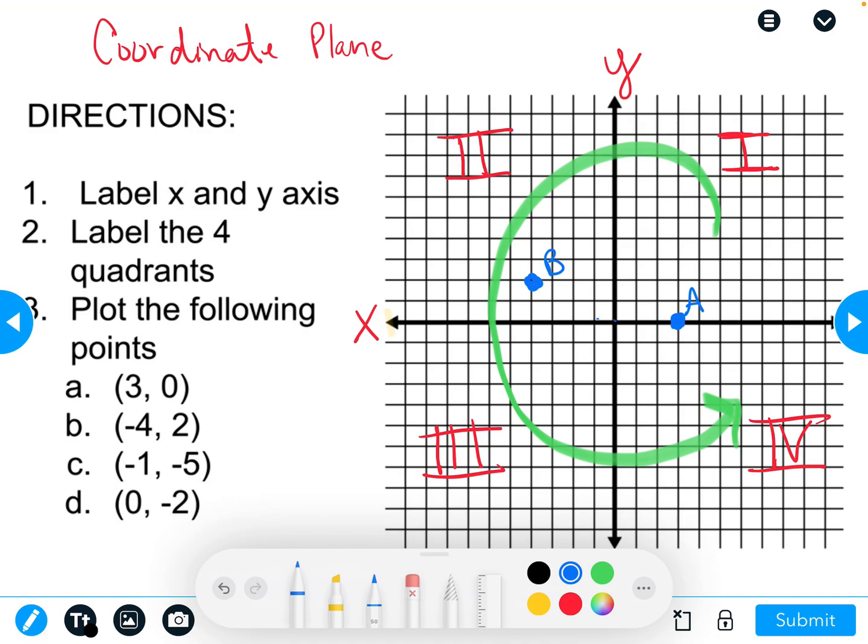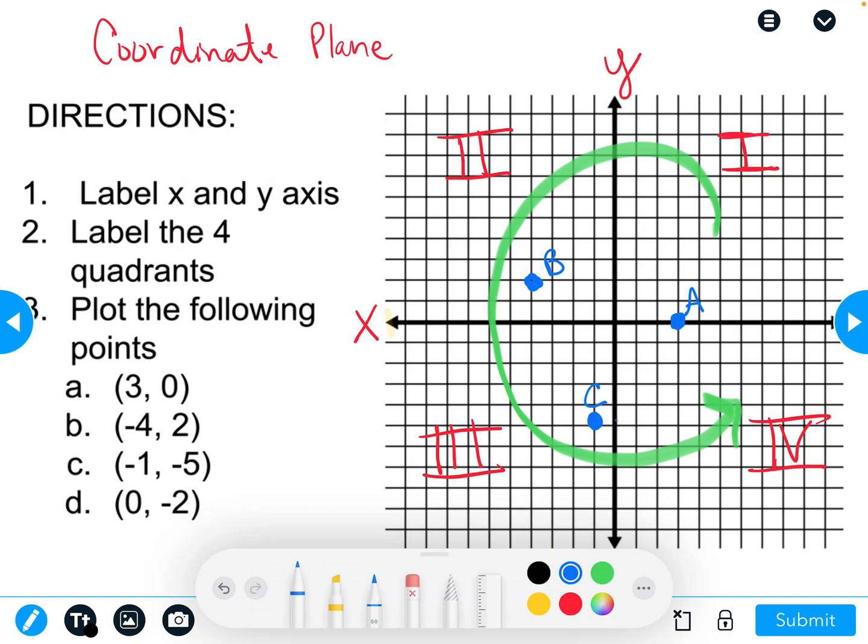Point C, negative 1, negative 5. So I'm going to go to negative 1, 1 to the left of the origin, right here. And the second number is negative 5. So I'm going to go down 5 floors. Let me try to get that to move again. 1, 2, 3, 4, 5. And I'm at negative 1, negative 5, and I'll label that point C.